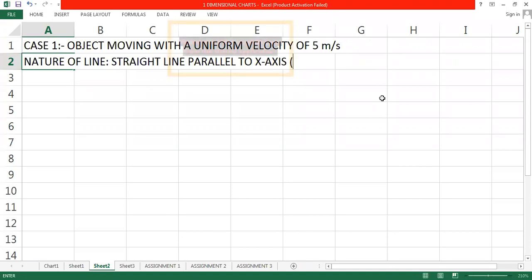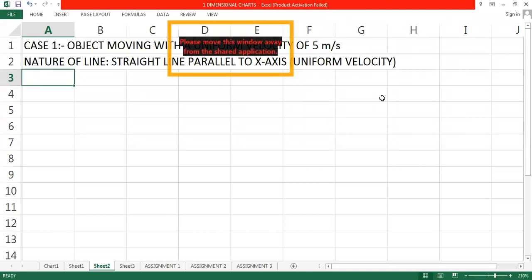What does it represent? It represents uniform velocity. Yes or no? What does it represent? It represents uniform velocity because it is a straight line parallel to the x-axis.